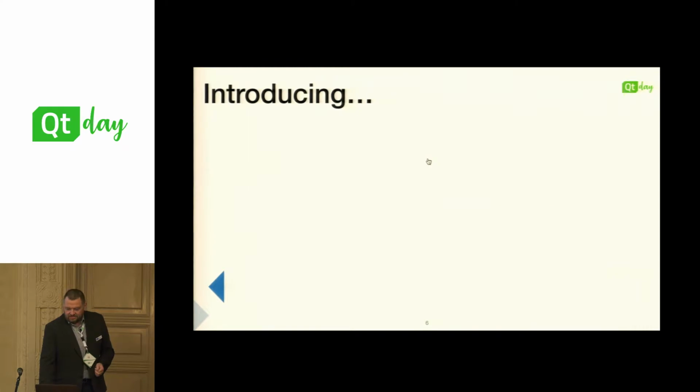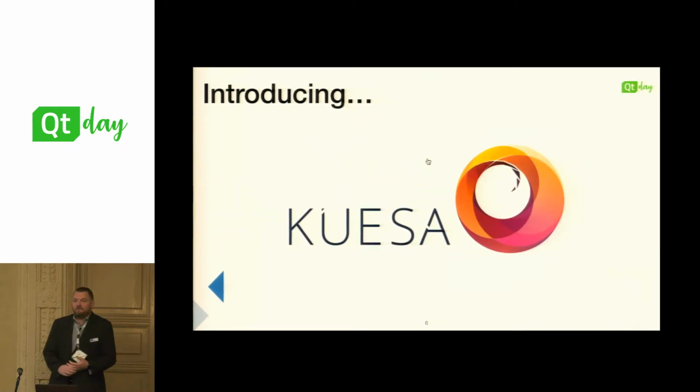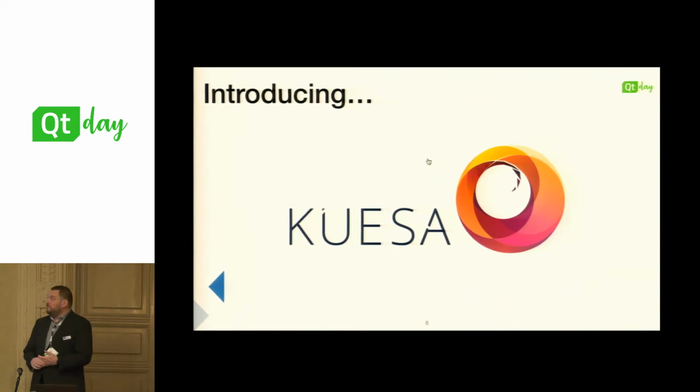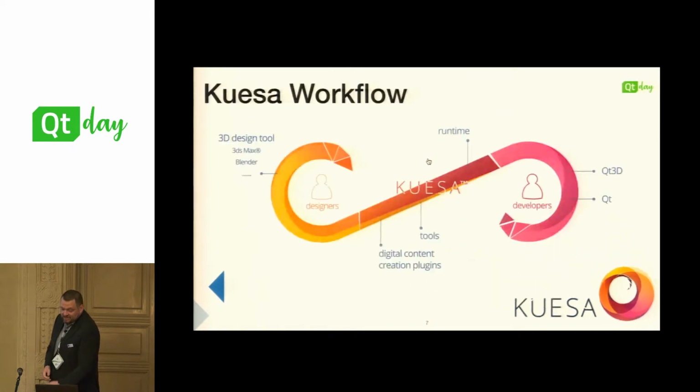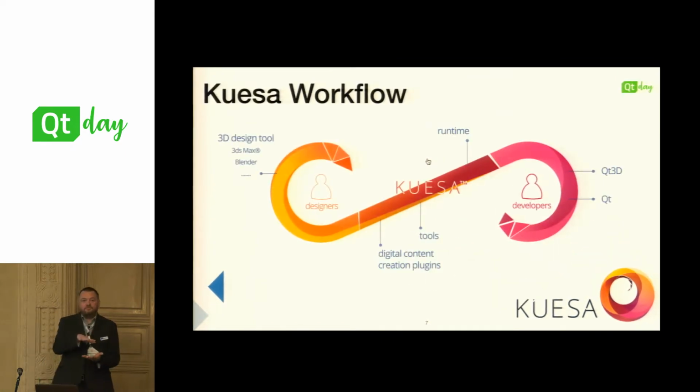Which basically led us to create a new library that we released at the end of last year called Quasar. So Quasar is basically a library which sits on top of Qt3D and is made up of three main components. So there's some components that are integrated in professional 3D design tools. So think Blender, think 3ds Max.